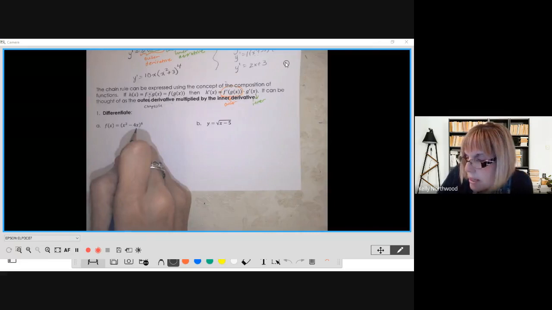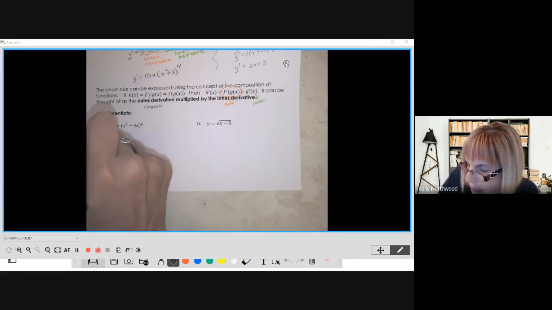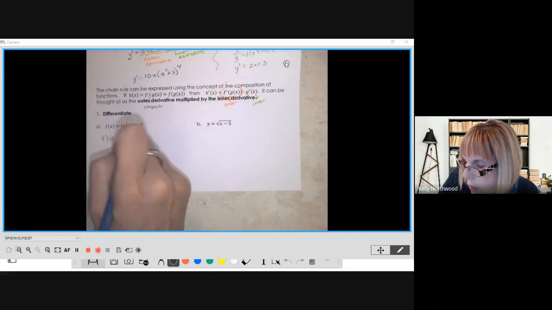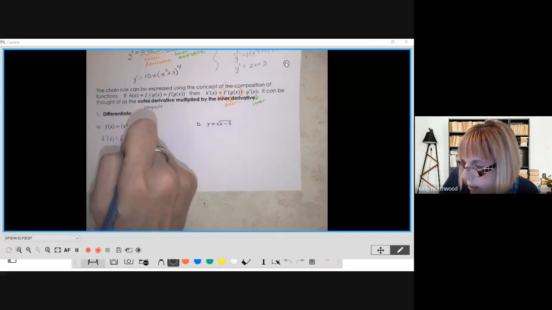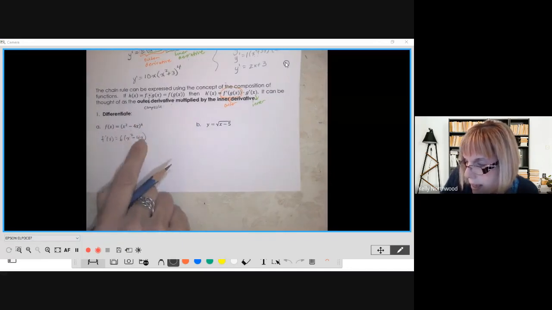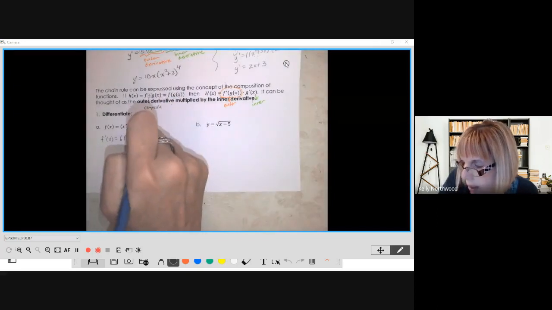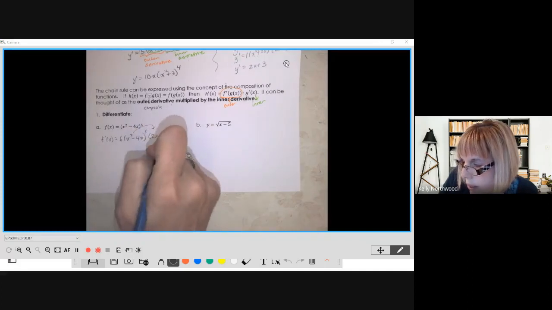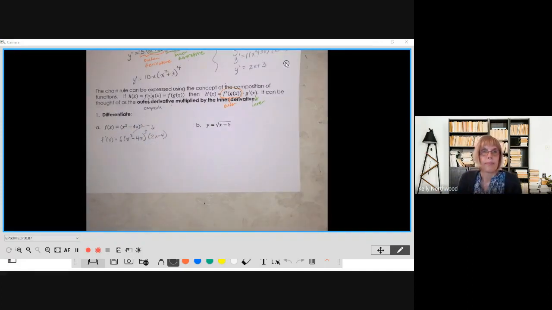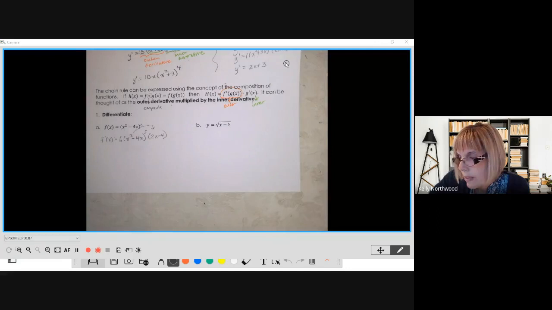If f at x is x squared minus 4x to the 6th, find f prime at x using the chain rule. So this is a power function, a function raised to a power. Bring down the 6. Recopy exactly what's inside to the 5th. And then we multiply by the derivative of what's inside, 2x minus 4. Okay, outer derivative by inner derivative. Any questions on that one?